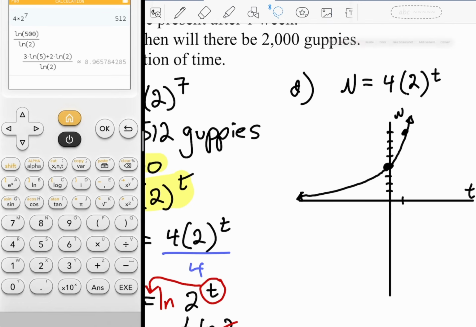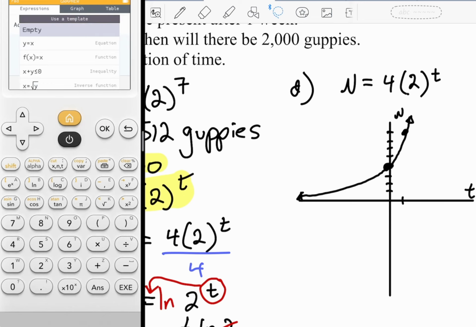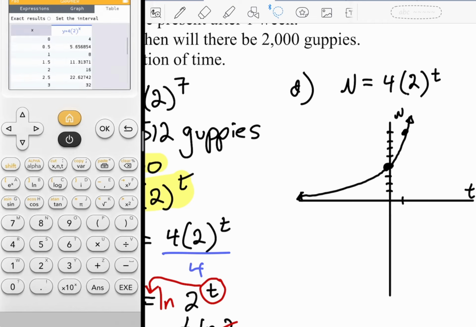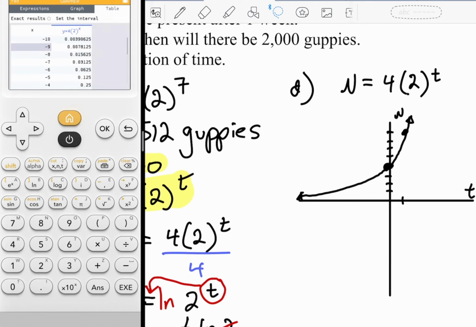But like I said, if you want to just type it in to the grapher, get rid of this. Y equals 4 times 2 raised to the, we'll say x power. And then go to the table of values and grab some points. It doesn't default to negative values. I have this set up from something I did in a previous class. So I would set the interval to go from -10 to 10. I don't need to go by half units. I can go by units of 1, hit OK, and now I have a bunch of points.